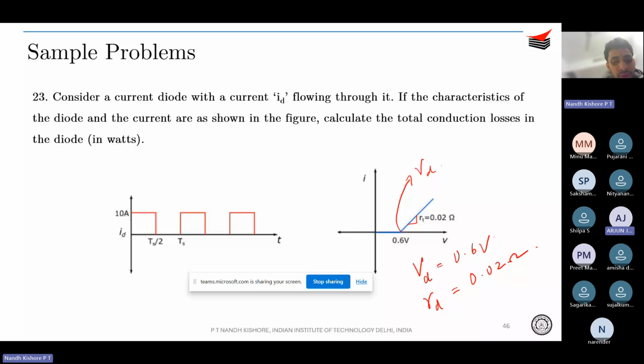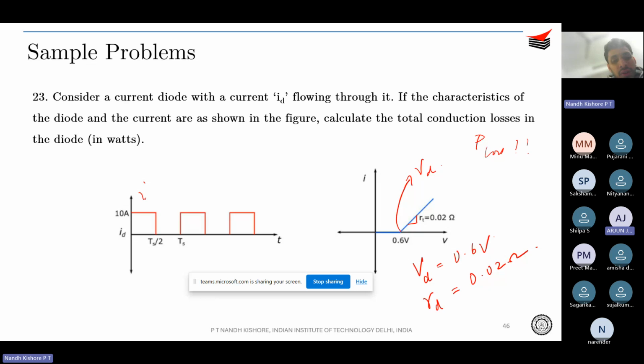And you have the diode current as something like this. This is something that we saw in an earlier problem as well. So you have 10 amps, 0, 10, 0, 10, 0. This is how the current is. Find out the total conduction losses, that is P loss. Same problem we have solved earlier as well, just that we need information on what is IRMS and I average.